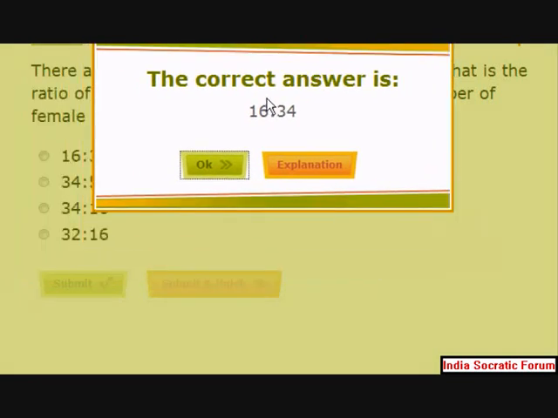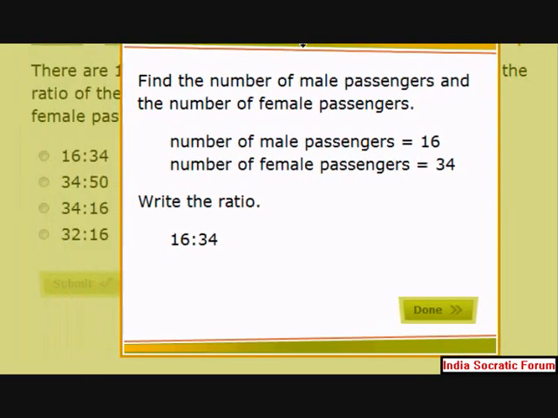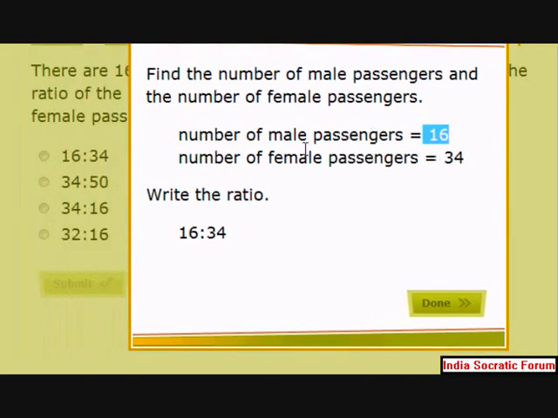Good. The correct answer is 16 is to 34. Do you know why? Number of male passengers to number of female passengers is 16 is to 34.